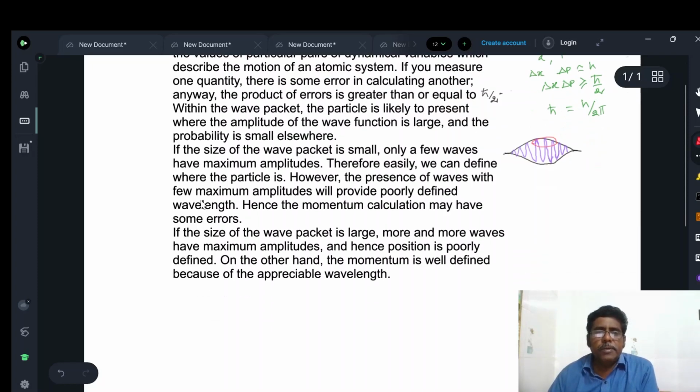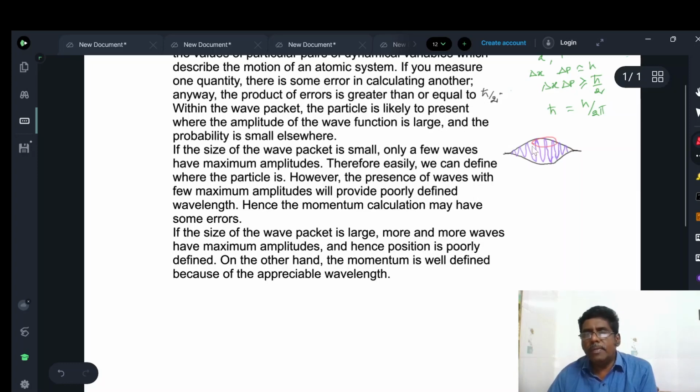Now go to the next statement. If the size of the wave packet is small, only a few waves have maximum amplitudes. This is a smaller wave packet which may have only 2 to 3 waves with maximum amplitude. Therefore, easily we can define where the particle is. If only a few waves have maximum amplitude, the particle is likely to be present where the amplitude of the wave function has maximum value. So easily we can predict the position of the particle.